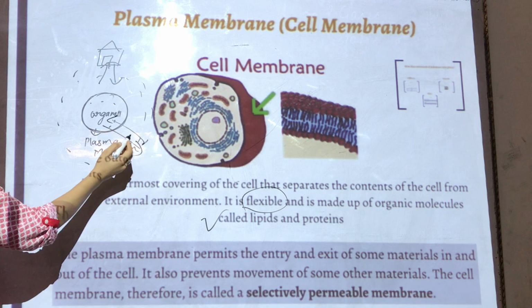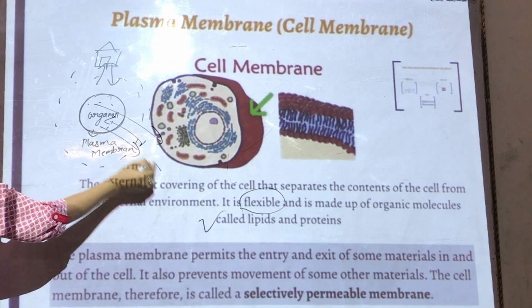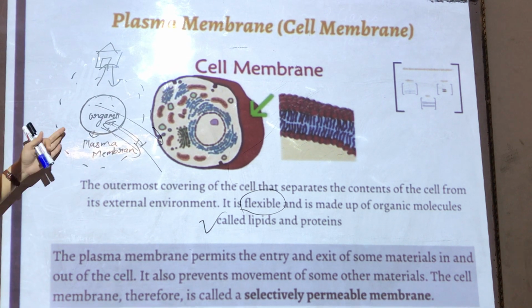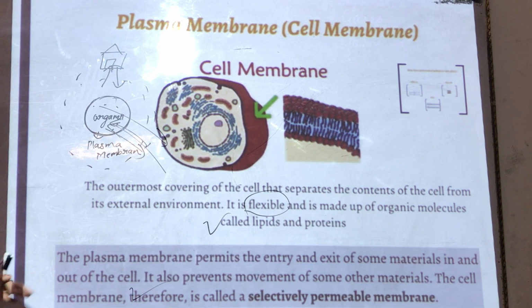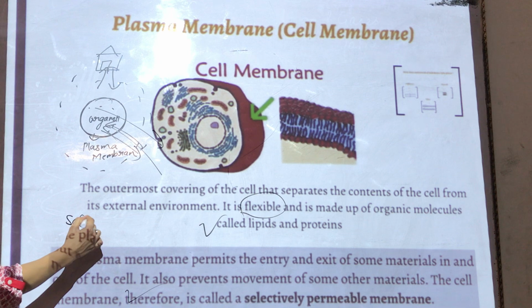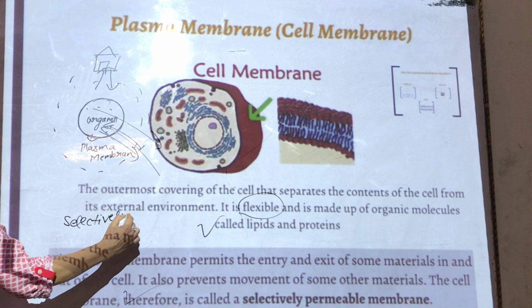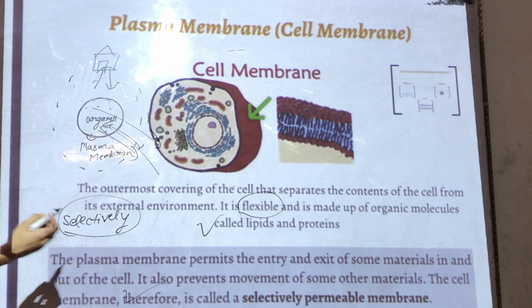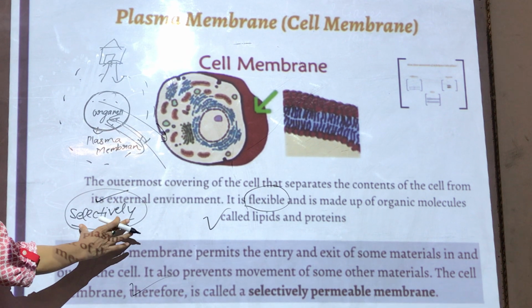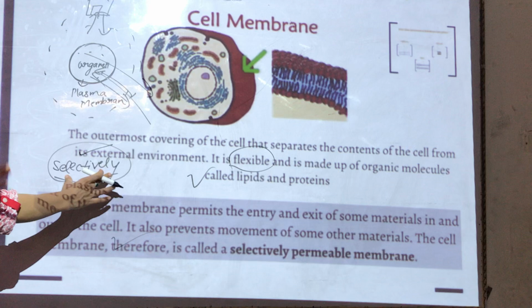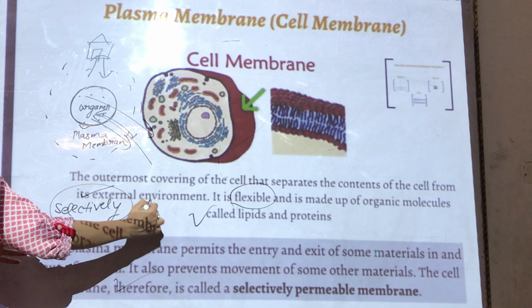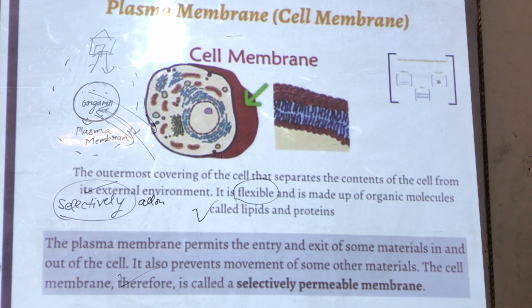For example, carbon dioxide is given out and oxygen is taken in with the help of the plasma membrane. That is the reason why it is known as the selectively permeable membrane. Why selectively? Because it allows selective things to go in and go out. Why permeable? Because it permits, it allows. And membrane means a layer.